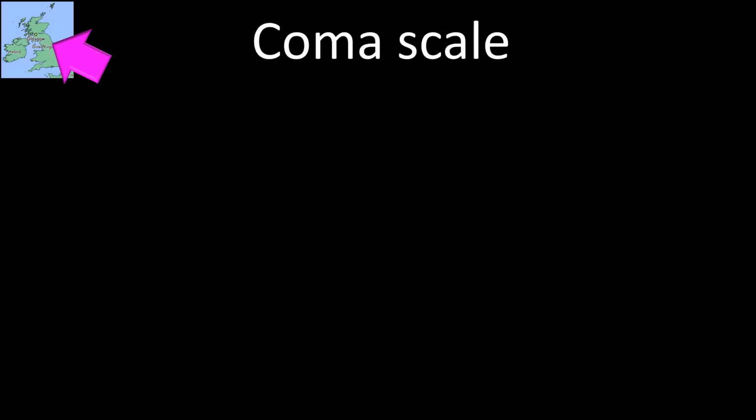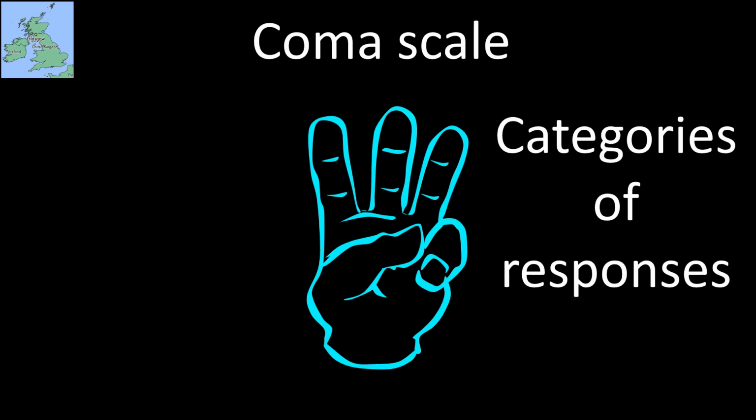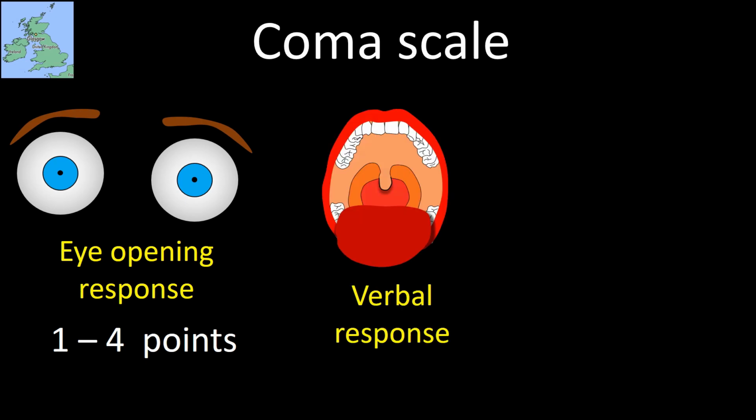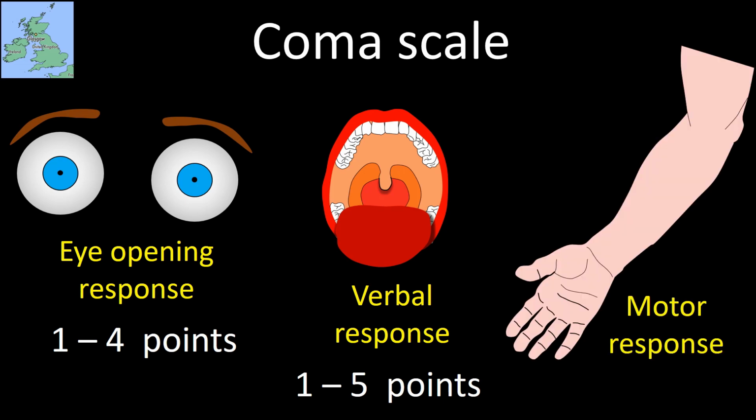This scale scores 3 categories of responses and yields from 3 to 15 points. The categories of responses are eye-opening response, which yields from 1 to 4 points, verbal response, which yields from 1 to 5 points, and motor response, which yields from 1 to 6 points. I will now explain when these points are given.